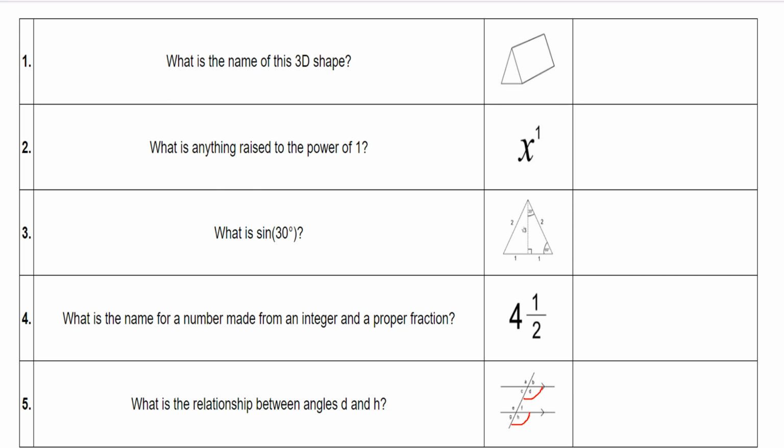This is question number 1. What is the name of this 3D shape? This is what I call a triangular based prism, or pyramid, sorry. So triangular based pyramid. Pyramid or prism is allowed.